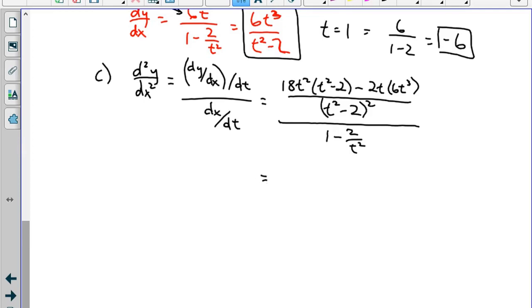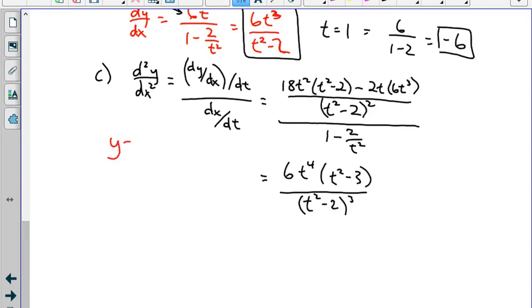This can be simplified in many, many ways. A final simplification, I'm doing this skipping a lot of steps, but that's 6t to the fourth times t squared minus 3 all over t squared minus 2 cubed. It's really not necessary to do all that. You can actually get the answer without doing a whole lot.